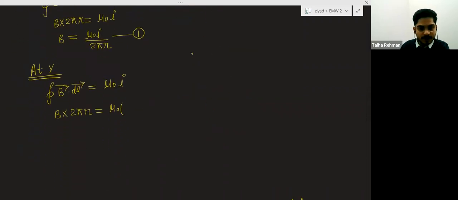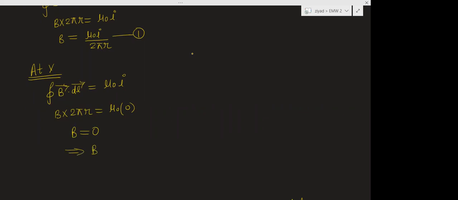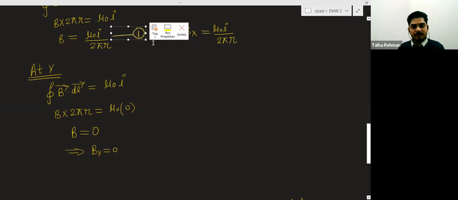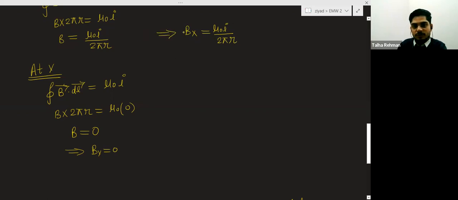So when you put 0 here, what will be the magnetic field at point Y? Zero. So the magnetic field at point Y is equal to 0, and the magnetic field at point X is mu naught into I divided by 2 pi into R. This is the magnetic field at point X. This is equation number 1 and this is equation number 2.